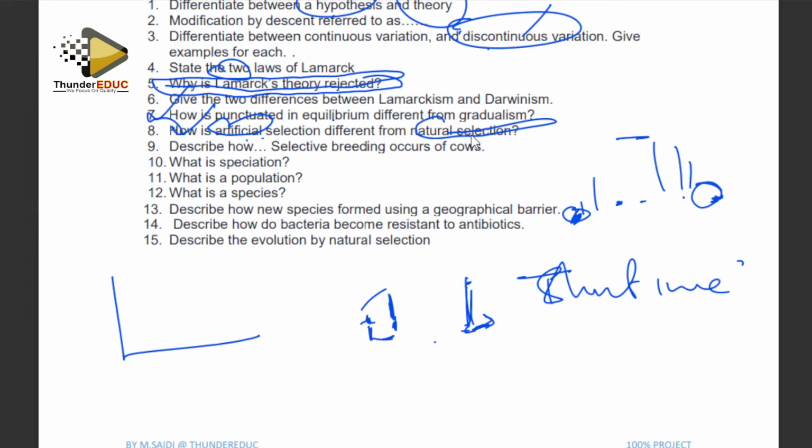While in natural selection, organisms are selected depending on nature. Nature will determine which organism survives. The one which is best suited will survive. In other words, in natural selection, nature is the selective force, while in artificial selection, the person is the selective force. We go to the next question.